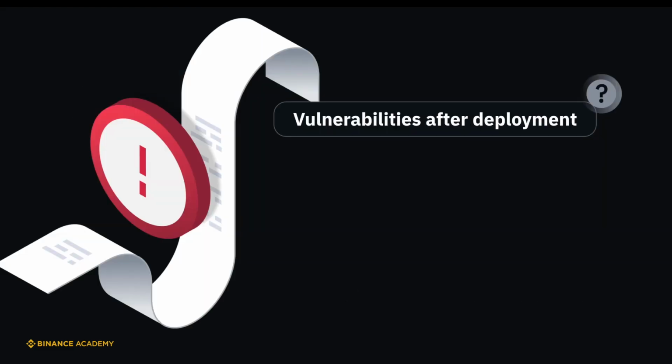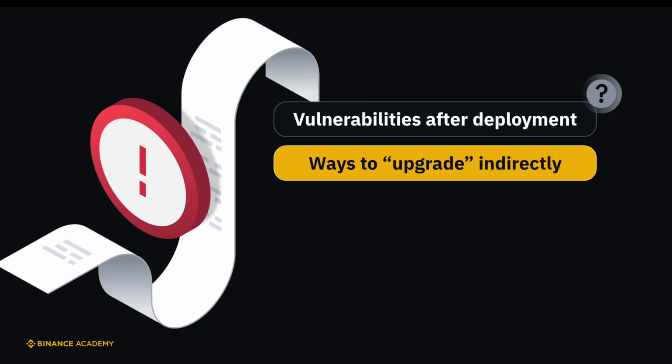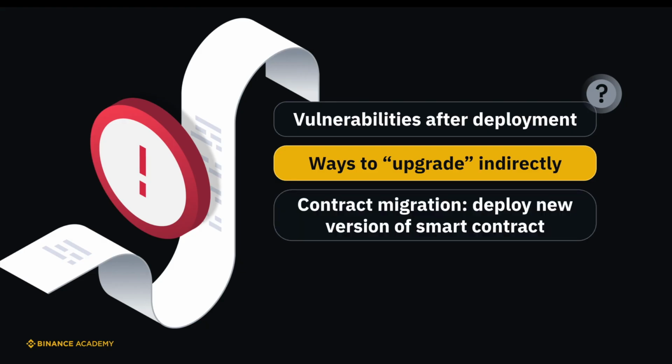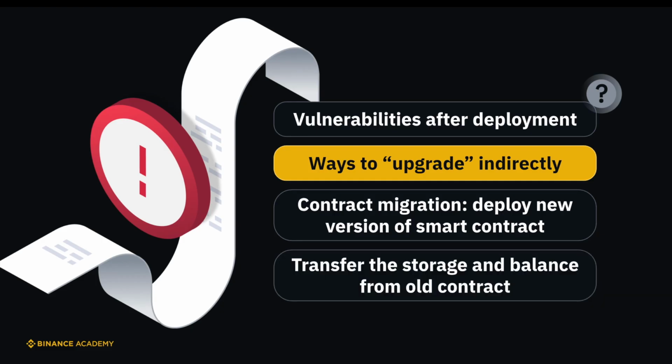But what happens if you discover vulnerabilities in your smart contract after deployment? Fortunately, there are strategies to address or upgrade such smart contracts, albeit indirectly. One prevalent method is contract migration. In this approach, you deploy a new version of the smart contract and then transfer the storage and balance from the old contract to this new one. In essence, you are migrating to an improved contract.